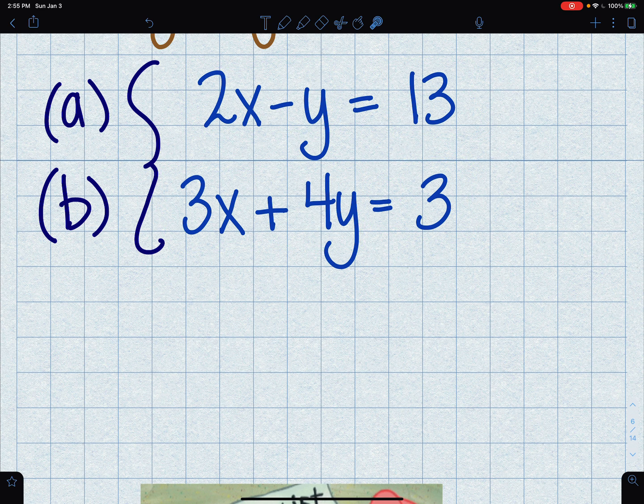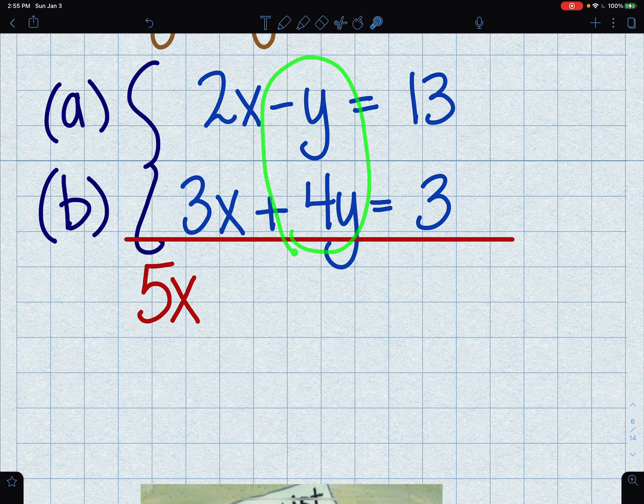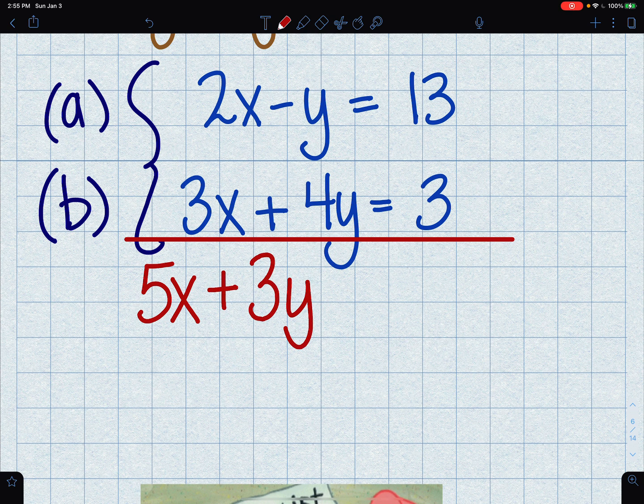Okay? And it's written in a way so I can do it top to bottom. So 2x plus 3x is going to be 5x. Then I'm doing this, 4y minus y. I like to do it the other way because it makes more sense. You could do negative 1y plus 4y, but it's the same as 4 minus 1. So it's going to be plus 3y is equal to 13 plus 3, which is 16.